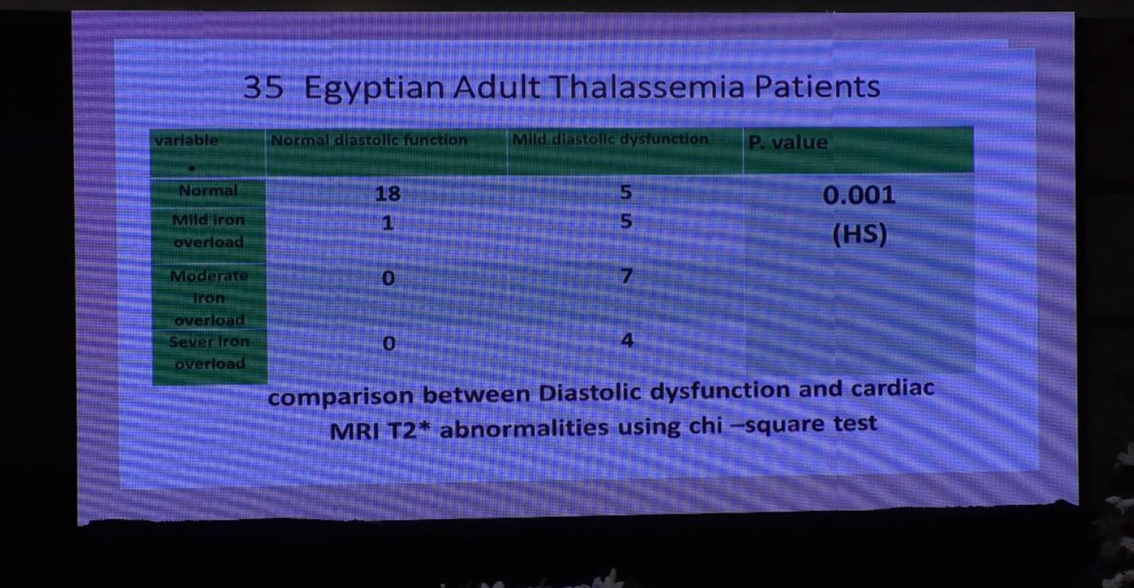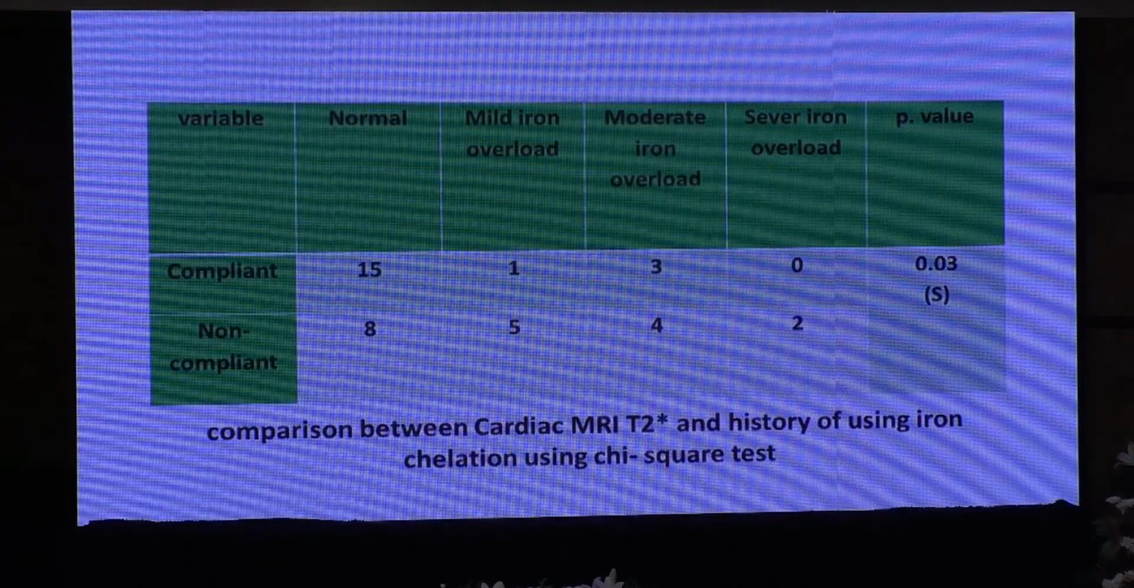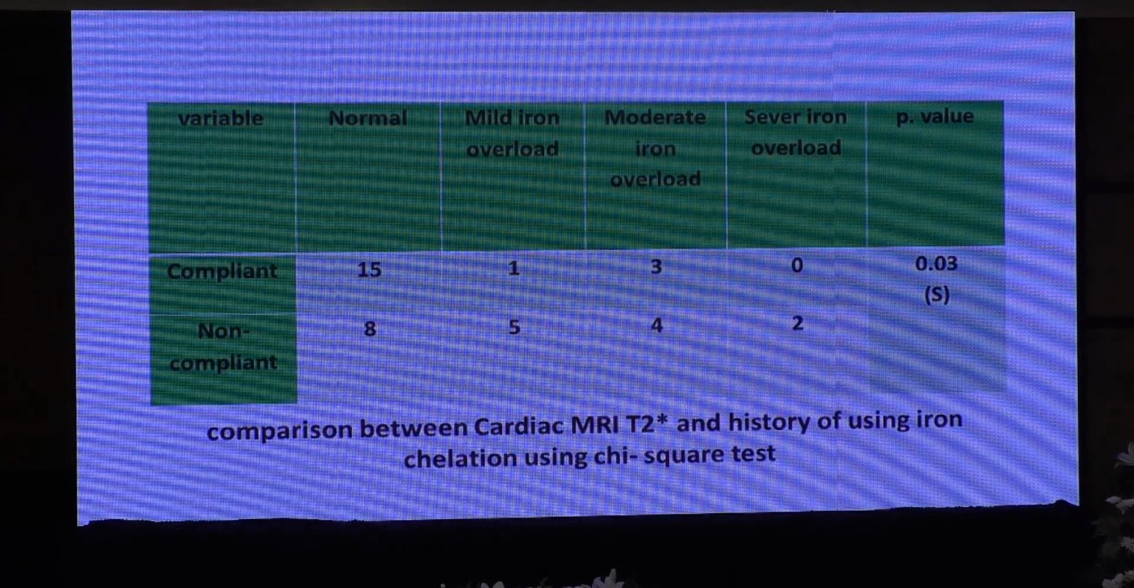We have performed a study in our clinic that included 35 adult thalassemia patients who had their iron overload status assessed, and we assessed the patients by echocardiography and by MRI T2 star over the myocardium. We discovered a clinically significant p-value when comparing the diastolic dysfunction and the cardiac MRI T2 star results. Also, there is a clinically significant p-value when comparing the cardiac MRI T2 star results and the history of using iron chelating.